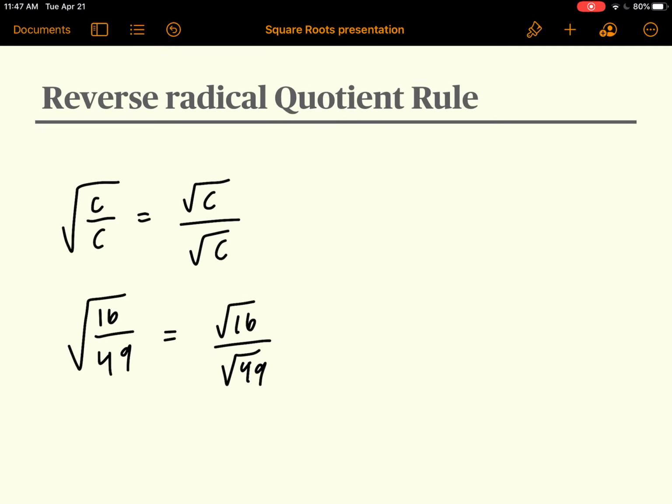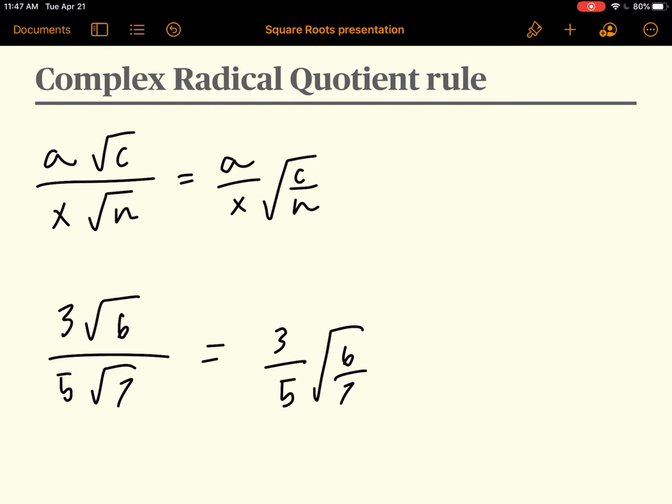Reverse radical quotient rule. This means that the square root of a over c would equal, or is the same thing as, the square root of a over the square root of c. The number example is the square root of 16 over 49, and that would turn into the square root of 16 over the square root of 49.